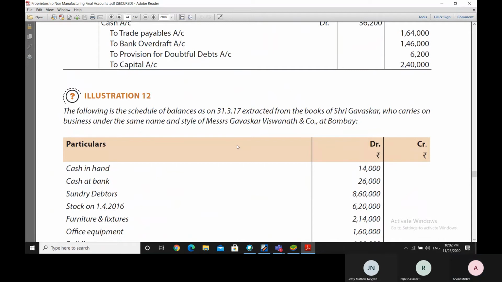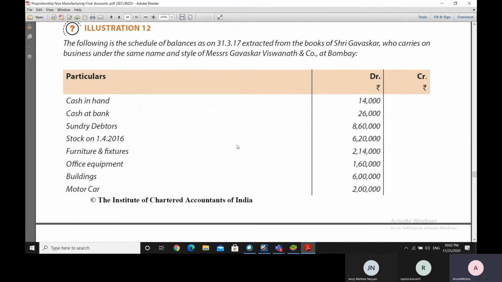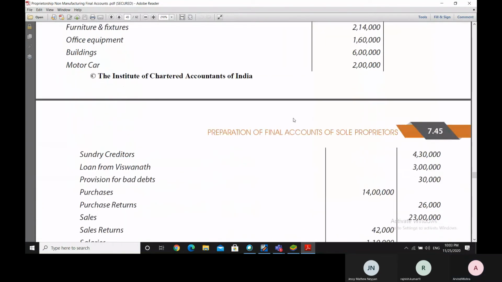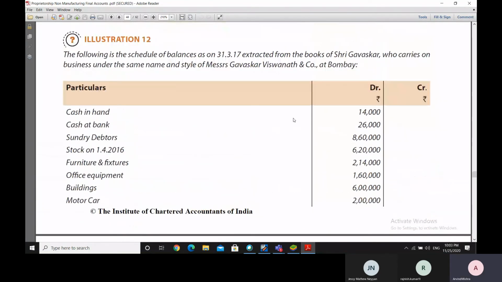Now, the next is illustration 12. And this is showing a schedule of the balances, or the trial balance, you can say, extracted from the books of Sri Gavaskar, who is having a business under the name and style of Messrs. Gavaskar Vishwanathan Company from Bombay. We have been given the balances of the accounts.